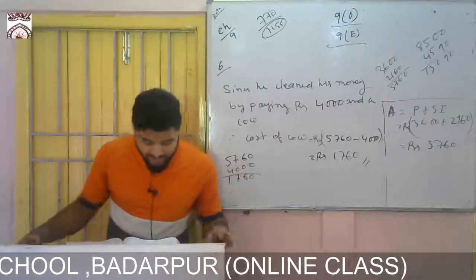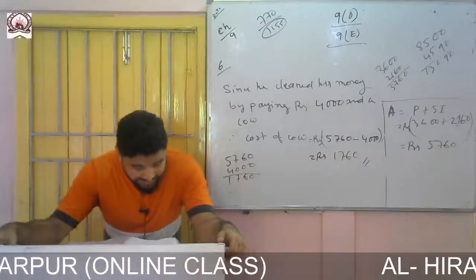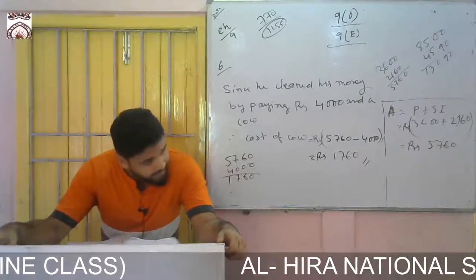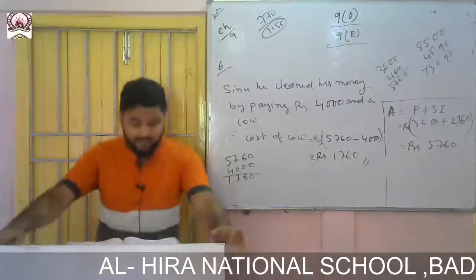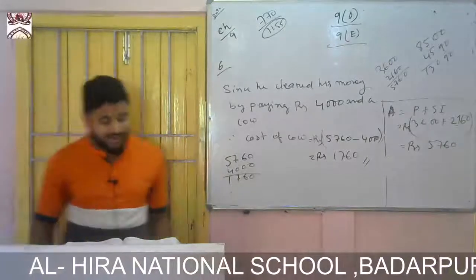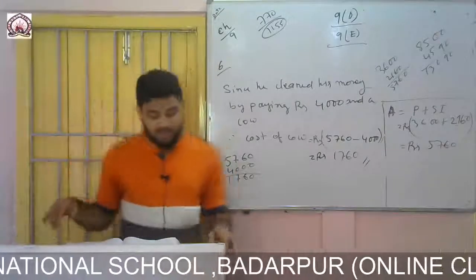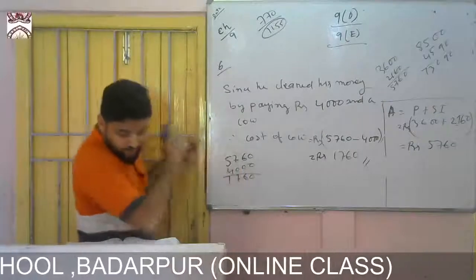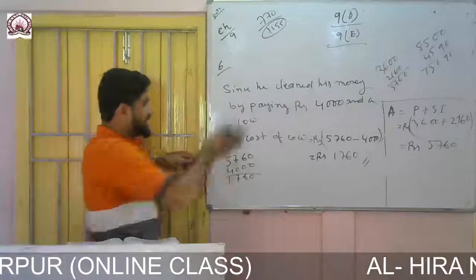Now come to question number 7. Question number 7 is also the same. Find the rate percent per annum. So how to find the rate percent? I shall show how to find. Question number 7, all are the same. I shall solve two only.